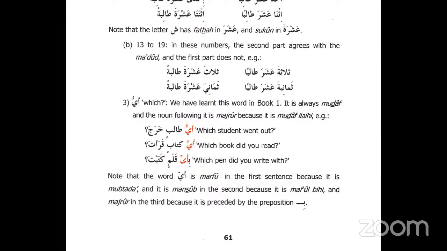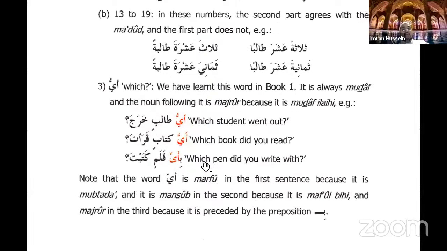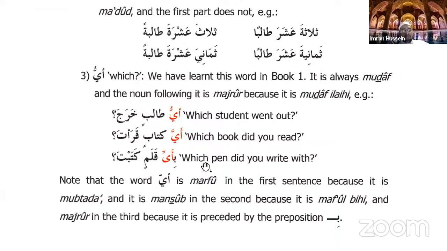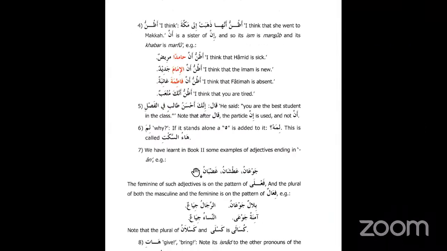How is it majroor in the third sentence? Because I don't see a... There's a ba. Like when you read Bismillah, ba itself is a preposition. Okay. Jazakallah, thank you for that.